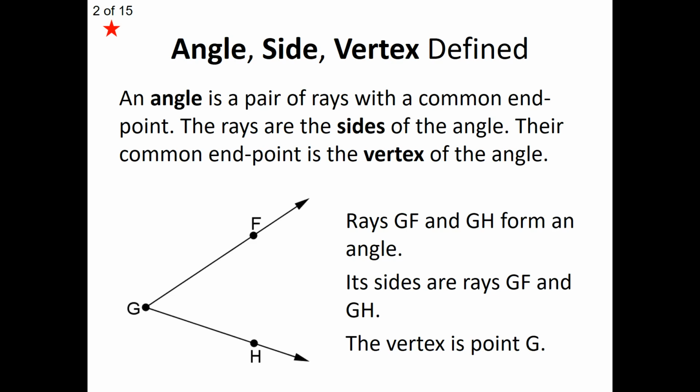Down below, we have an example of an angle where G is that common endpoint from which we produce both rays. Point F is a point on one distinct ray and H is on another. So if I were to say, what are the two sides of this angle, I could say the two rays GF and GH are the two sides of that angle. And then I also have point G being the vertex of that angle.